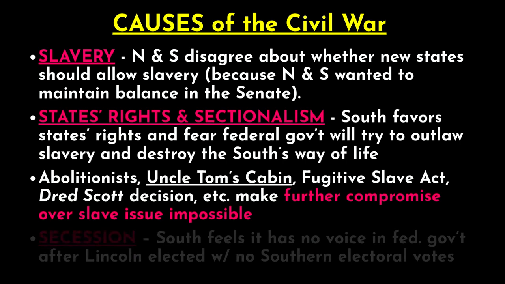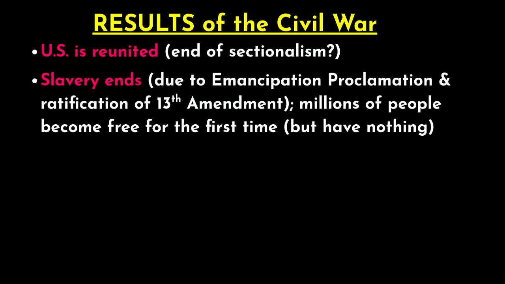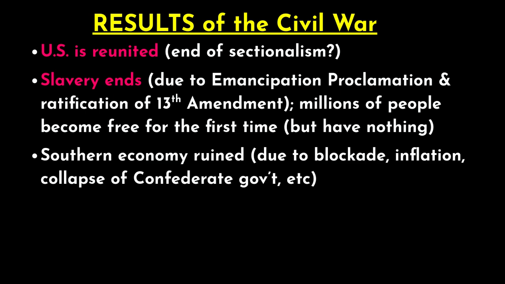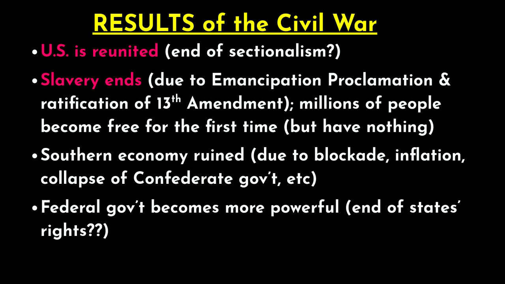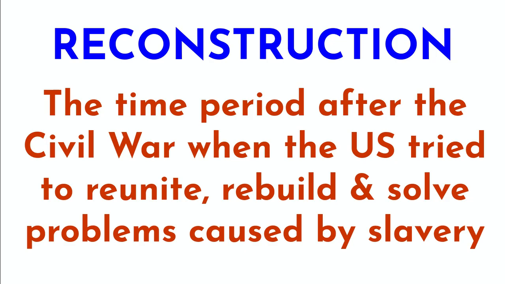The causes, again, we've gone over these just to reiterate. Results of the war. The United States is reunited. That's a big one. The United States is put back together as one. Two, slavery ends. And this is necessary two. This could be one. Slavery ends. That is huge. Finally, slavery ends as a result of this war. Southern economy is ruined. Federal government becomes more powerful. 600,000 dead, more injured.